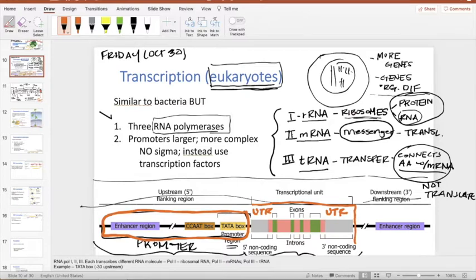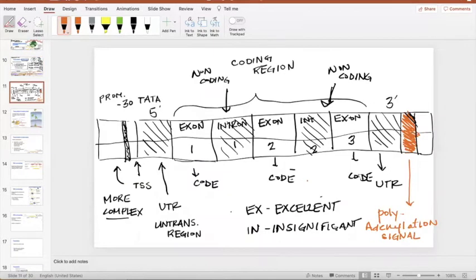Then here in the middle, we have some sequences called introns, which are in pink here, and exons, which they've done in green. Only exons are going to code for proteins. Exons are excellent and introns are insignificant. And then in this diagram, you can see that sometimes you'll even have additional features that go beyond the transcriptional unit. So let's look at the simplified diagram that I drew for you guys.